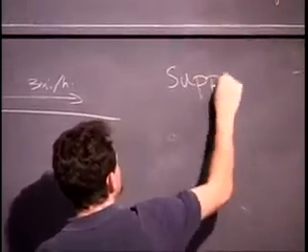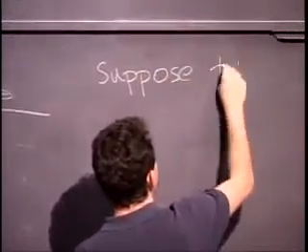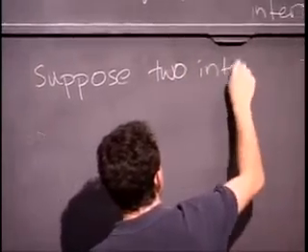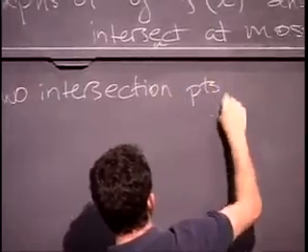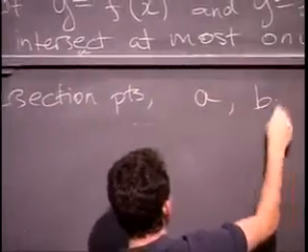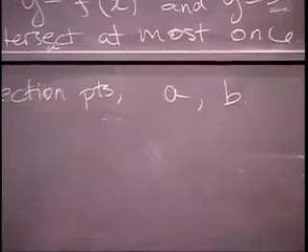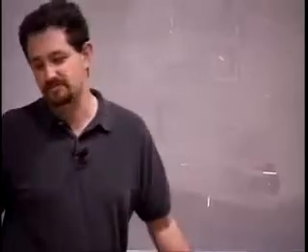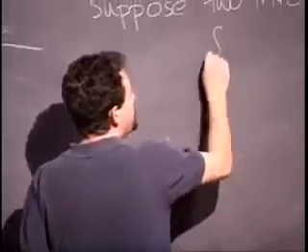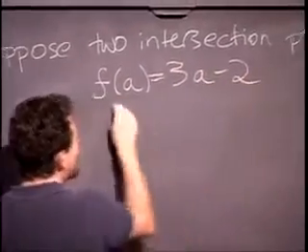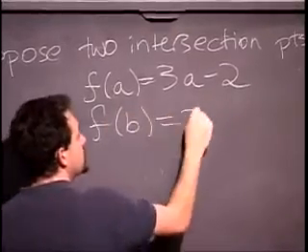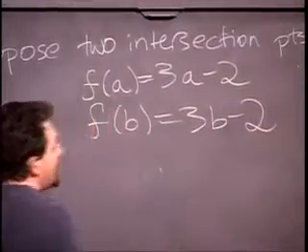Again, suppose that there are 2 intersection points. And let's call them A and B. So A is like the first time you and the walker are in the same place, and B is the next time that you and the walker are at the same place, if there were such a time. So what this means is that f of A is equal to 3A minus 2. And f of B is also equal to 3B minus 2. How do I know that?